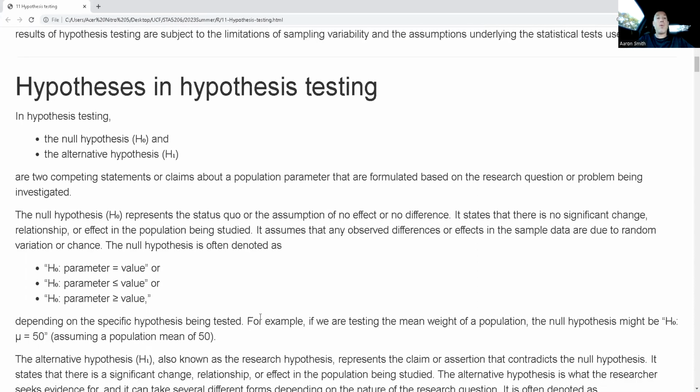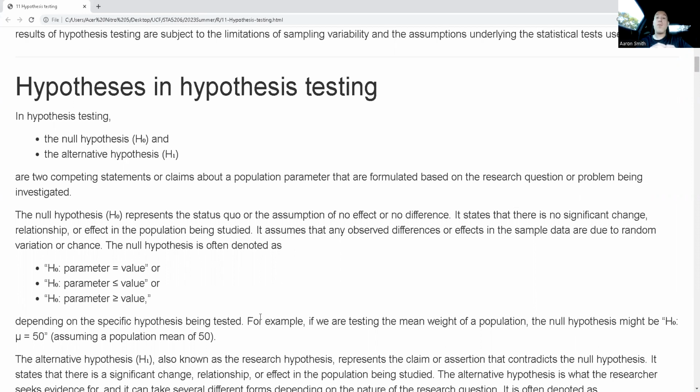All right, so now let's talk about the hypotheses in hypothesis testing. We have the null hypothesis and the alternative hypothesis. These are competing statements or claims about a population parameter that are formulated based on the research question or problem being investigated. The null hypothesis represents the status quo or the assumption of no effect or no difference. It states that there is no significant change, relationship, or effect in the population being studied. It assumes that all observed differences or effects in the sample data are due to random variation or chance.